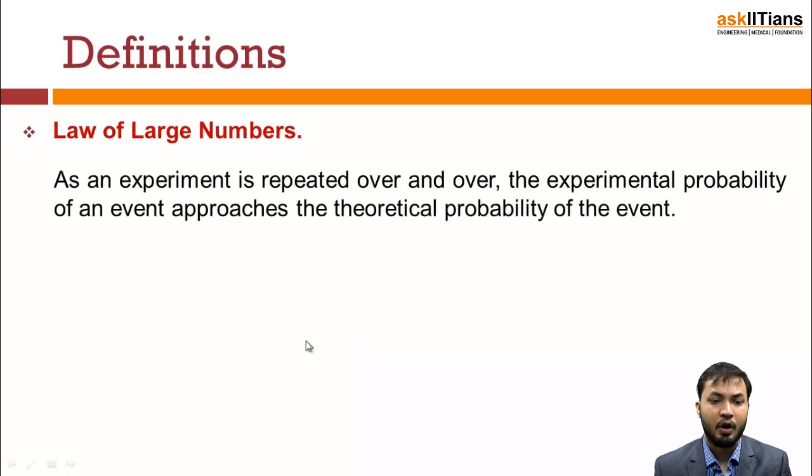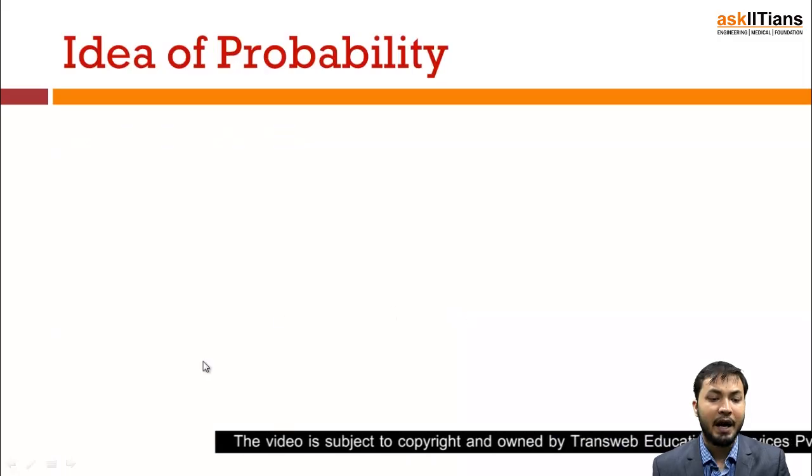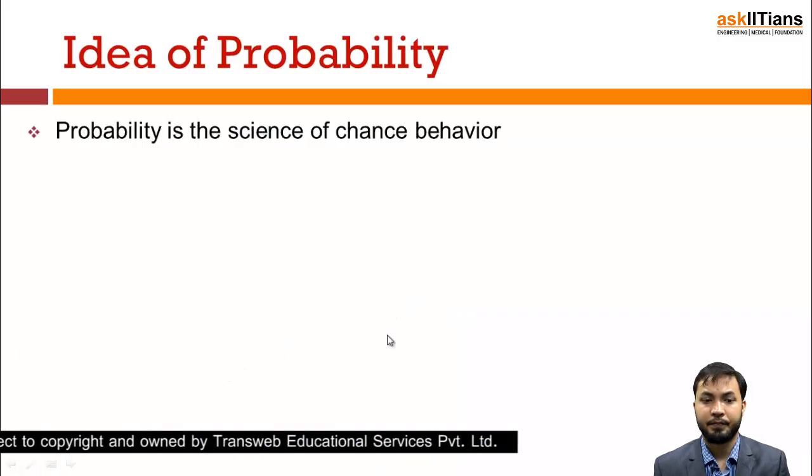Law of large numbers. Now, when an experiment is repeated over and over, the experimental probability of the event approaches the theoretical probability of the event. Basically, theoretically we have an idea how the event will perform, right? If we conduct a large number of experiments, repeating those over a large span of time, that will give me a number closer to the theoretical probability of an event. The greater the number of trials, the more likely that the experimental probability of the event will be equal to the theoretical probability.